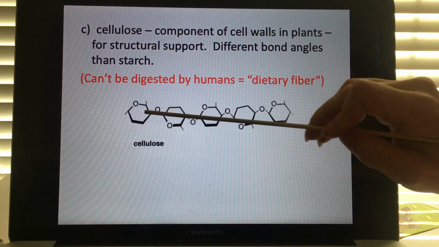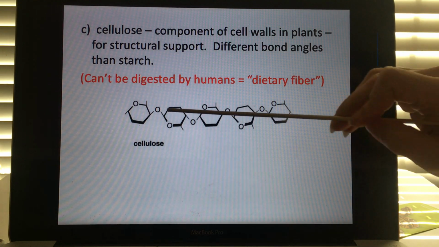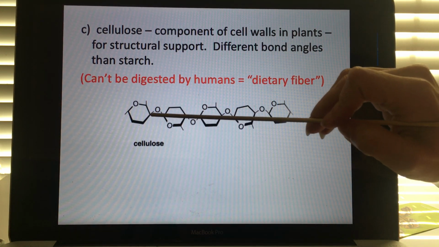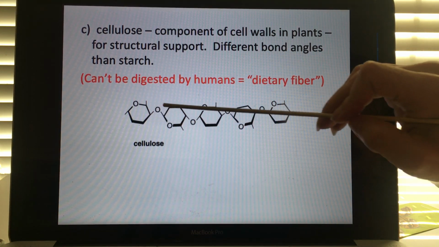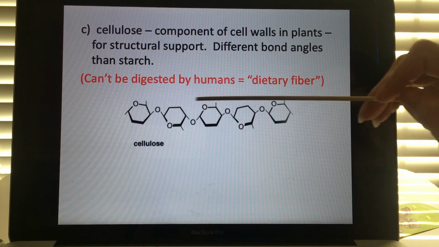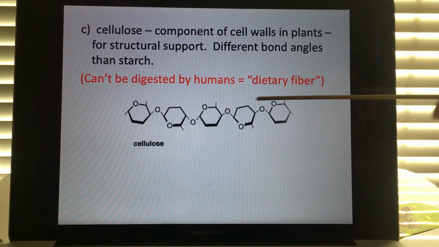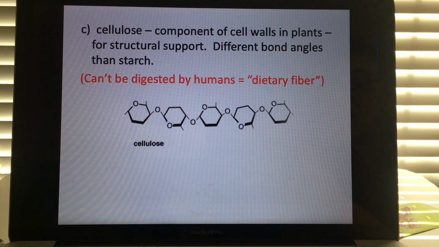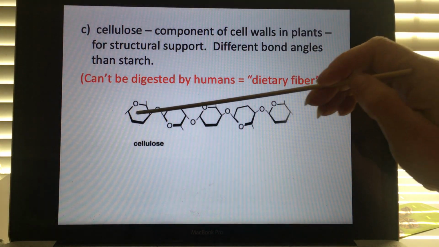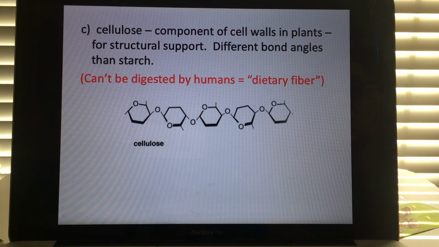And this bonding creates different bond angles here that our body has a really hard time breaking. Actually, we can't break these down. So when we eat dietary fiber, we can't break the glucose down into individual units, and it doesn't get absorbed into our cells, and we can't get energy from it. So that would be bad if we didn't have enough energy.